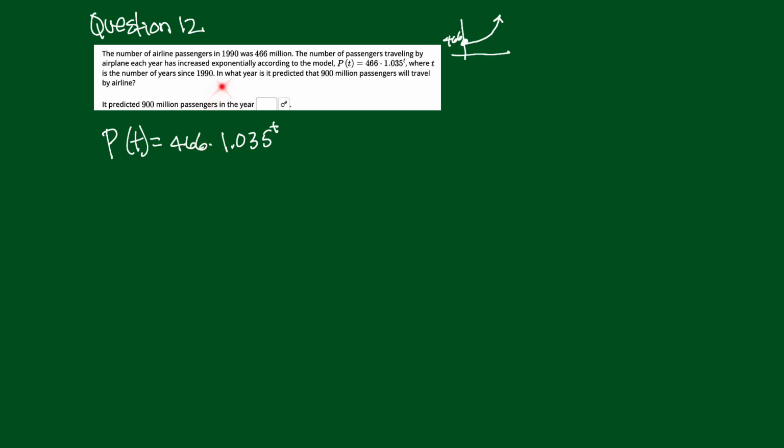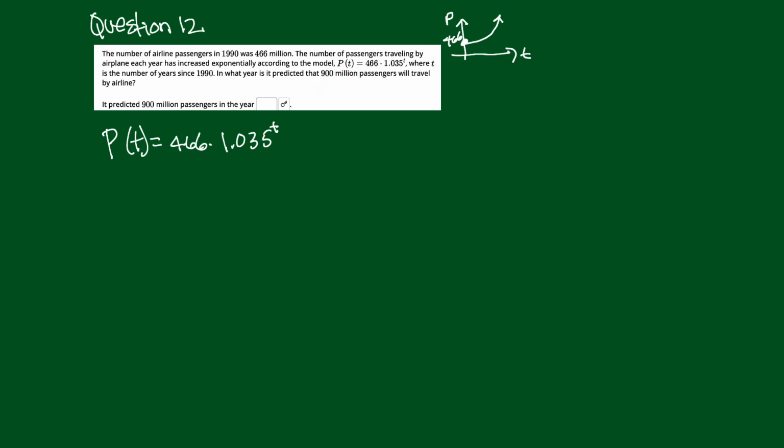And they are telling us here that t is the number of years since 1990. So everything starts in 1990. That's our start value. As time goes on, here's my picture over here. What happens to the population of airline travelers? It increases exponentially. But what do we want to know? Read the question. Here it is. In what year, find t, is it predicted that 900 million passengers will travel?